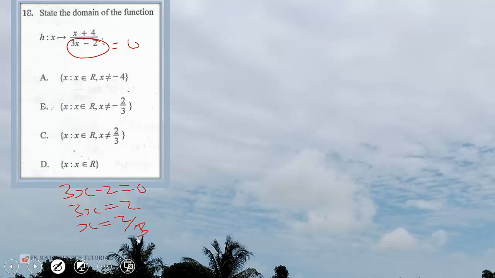So in other words, x belongs to the real numbers, but x is not equal to 2 over 3. So the correct answer will be C, right? Yeah, C. x belongs to all real numbers except x not equal to 2 over 3, which is C.